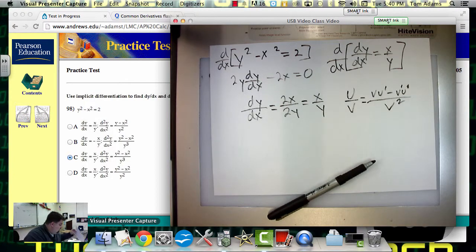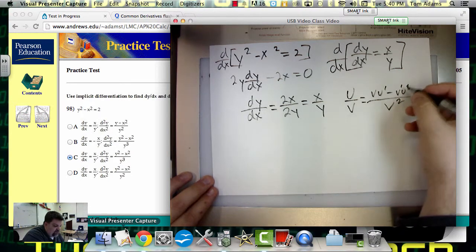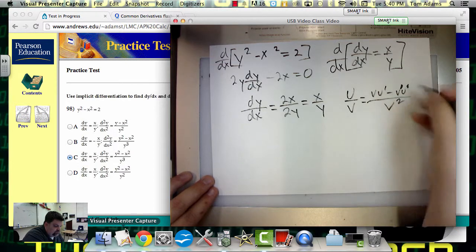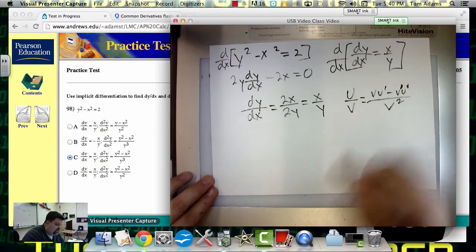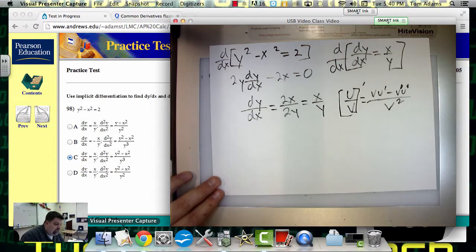Okay, and I think that's how Mr. Adams does it. Yeah, I have it right. Yeah, the textbook has the u and the v switched around, but that's okay. And so when I want to take the derivative of a quotient, that's the formula I use.